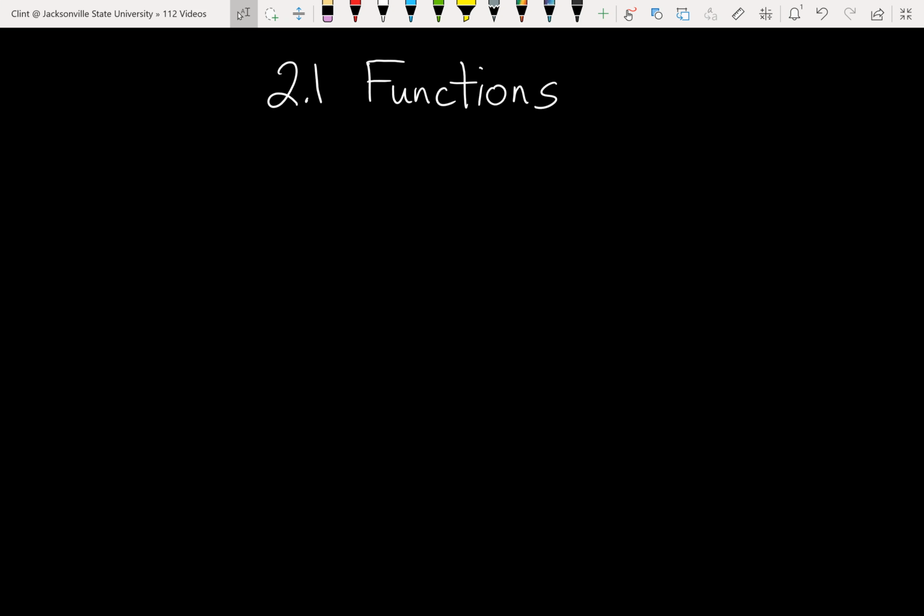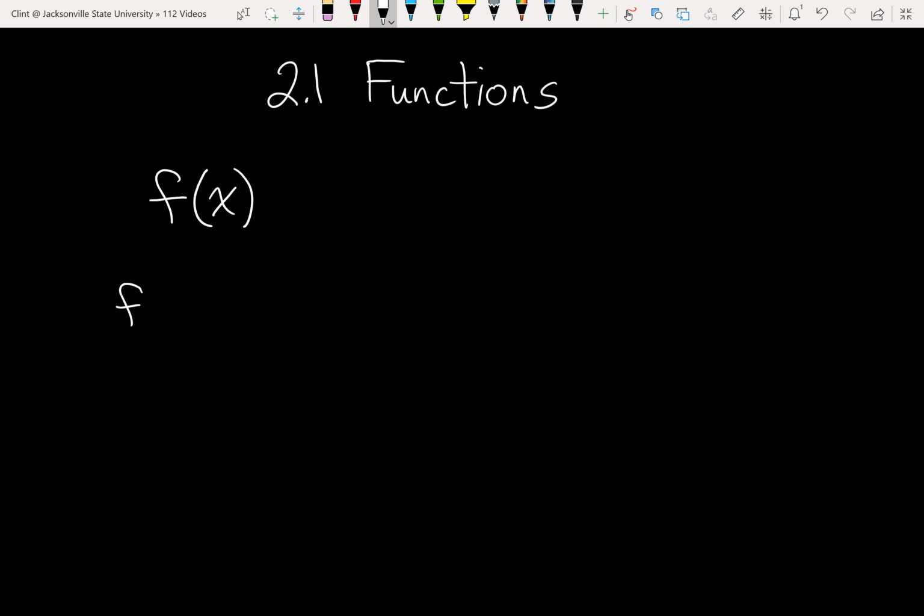Alright, section 2.1 should be a quick video. We're going to get introduced to functions in this section, but we'll talk about more detail later of what's going on. So you've seen a function before, in all likelihood. A function is just a rule that we're using, and the notation we use to write functions, usually we write f of x.